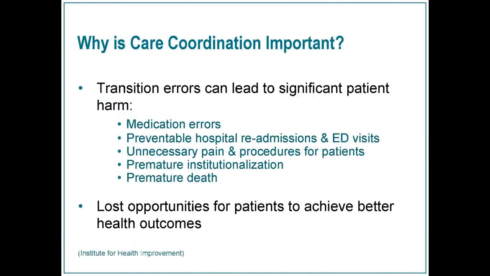Building on what was talked about earlier about why this is so important, it's not just about inconvenience to patients. It's frustrating for patients, their families, and providers, but these errors in transition lead to significant patient harm. We've heard about medication errors. Those of us who work in acute care see preventable readmissions and preventable emergency room visits when people can't access the care they need, when they need it, and where they need it.